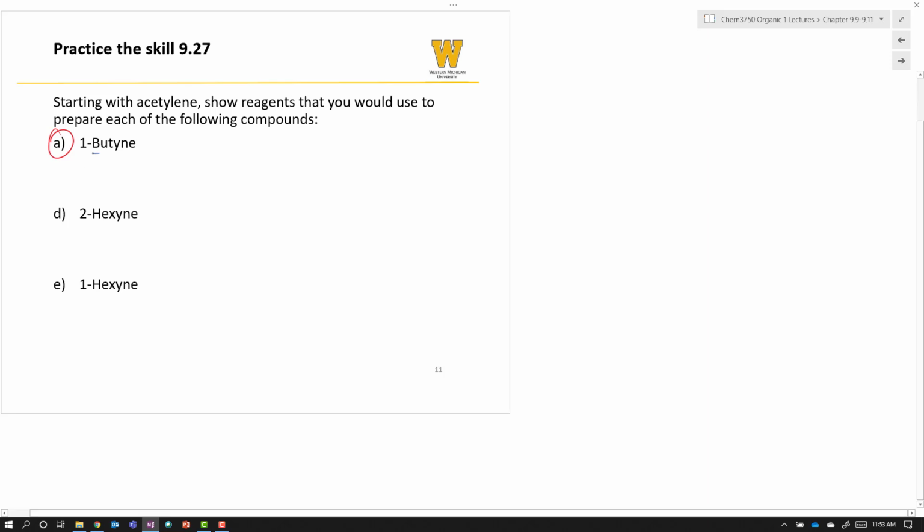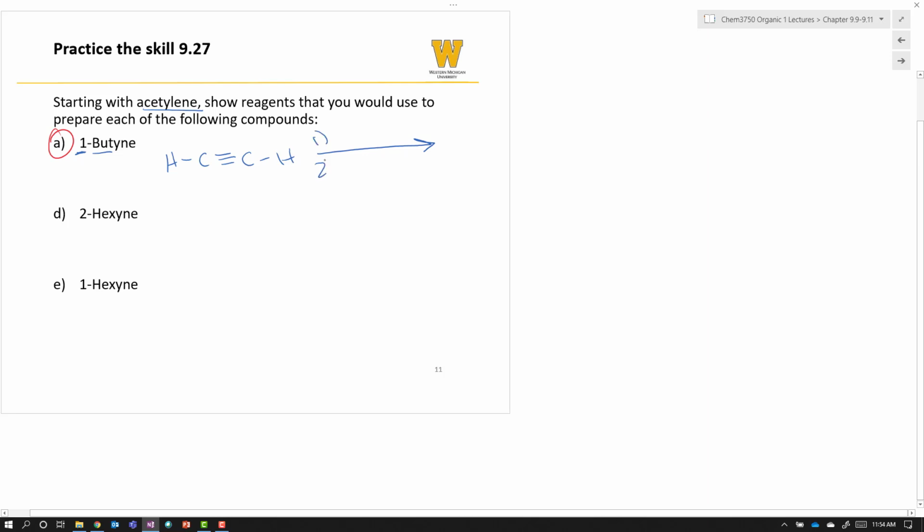So we are going to have 4 carbons. The 1 indicates that we're going to have the triple bond, the alkyne, at the 1 carbon. So we are making 1-butyne because we're starting with acetylene. And acetylene looks like this. You can draw it this way, with the 2 hydrogens off the carbons. You can even draw the carbons in if you want. So let's draw that over. There's your acetylene.